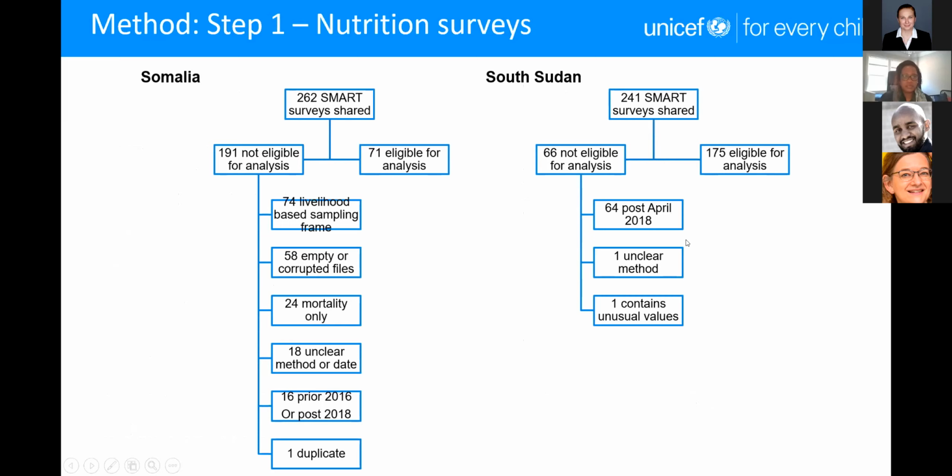So the two countries that are most advanced in the work at the moment are Somalia and South Sudan. And this is just a summary of the nutrition surveys that were identified for the first stream of data. Out of 262 surveys shared from Somalia, 71 were eligible for use in the final analysis and fitting of the model. In South Sudan, while 241 surveys were shared, there were 175 that were eligible for use. And the reasons for why they were not eligible are listed below there.